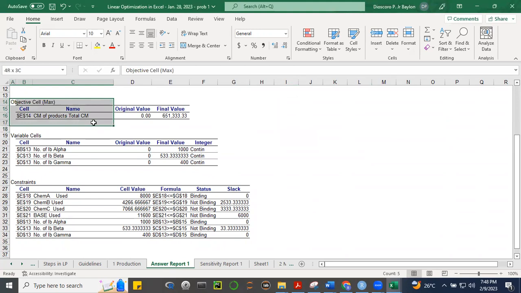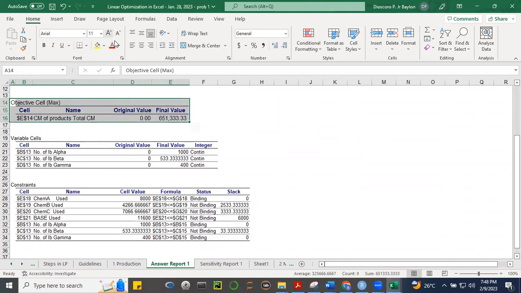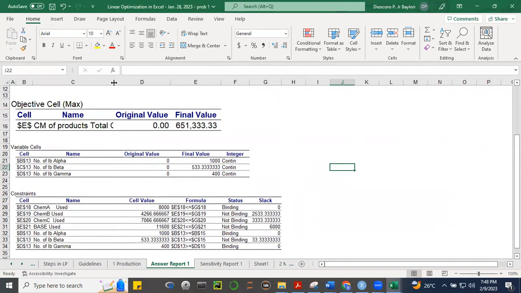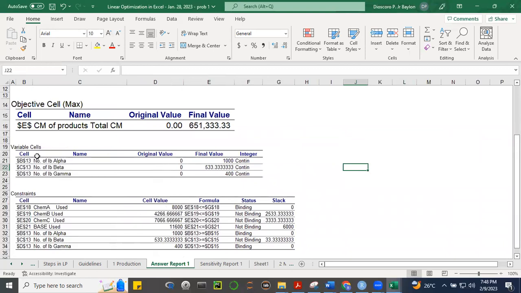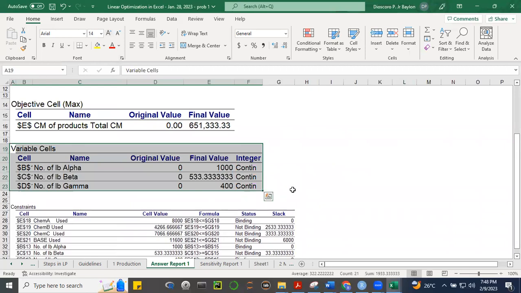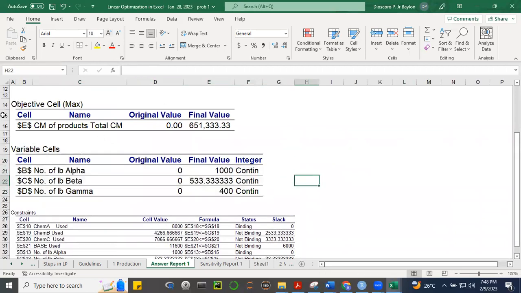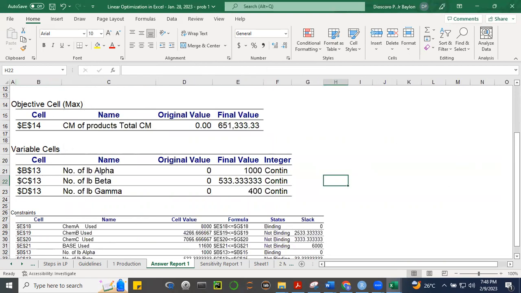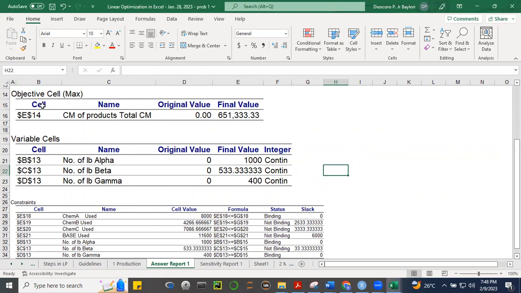Okay, so this is our objective function. And then we have the variable cells. So what are these variable cells? These are our decision variables. These three portions here are the three parts of our model. This is the objective function, and this is the value of our total contribution margin.